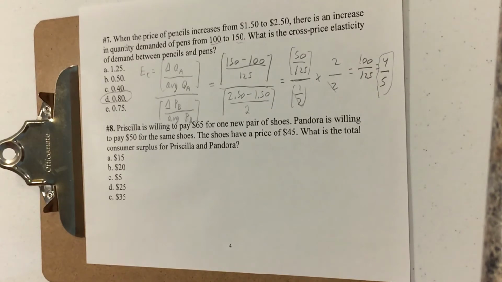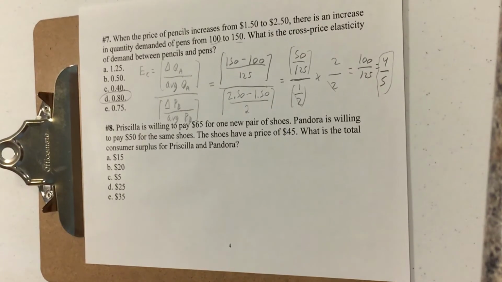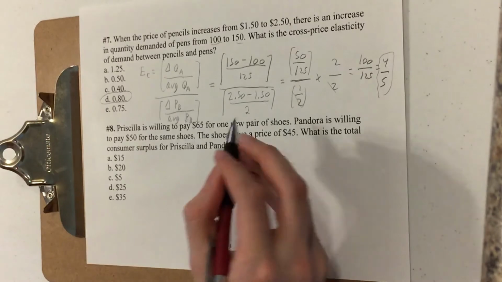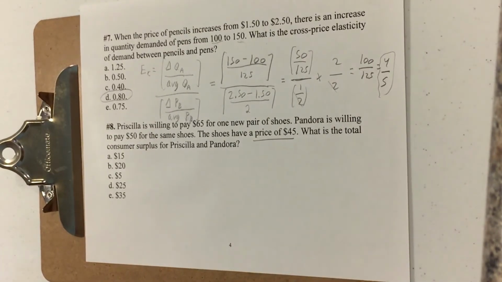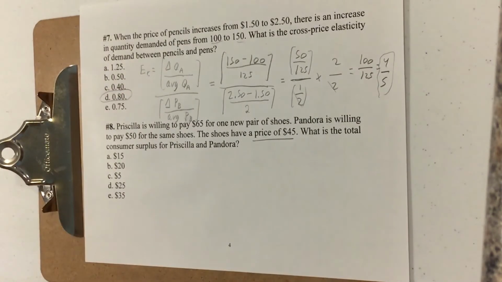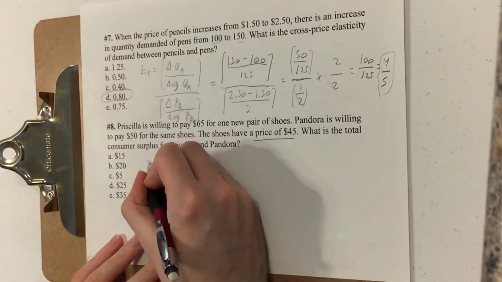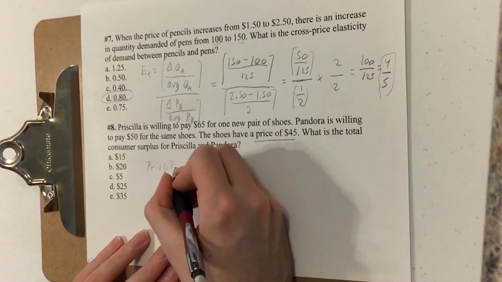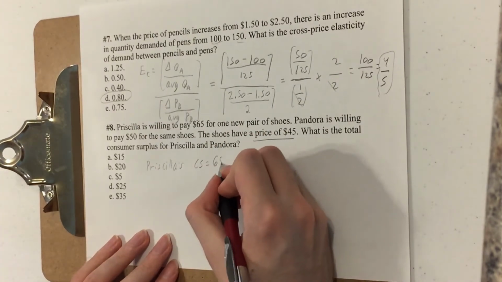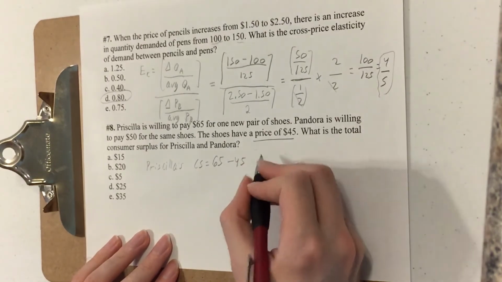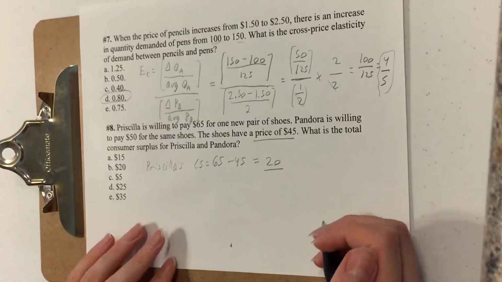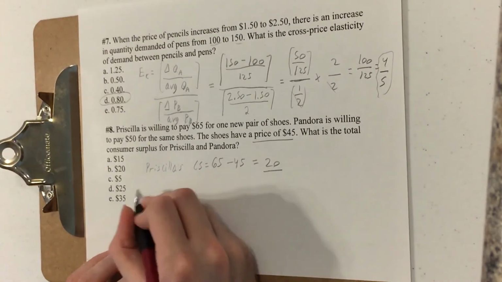All right, let's talk about number 8. We're trying to find consumer surplus. So the price is 45, and consumer surplus is the gap between what you actually pay and what you are willing to pay. So for Priscilla, she's willing to pay up to 65, but she's only paying 45, so she's getting $20 of consumer surplus. So she'd be willing to buy a pair of shoes at that price and get some benefits from it.